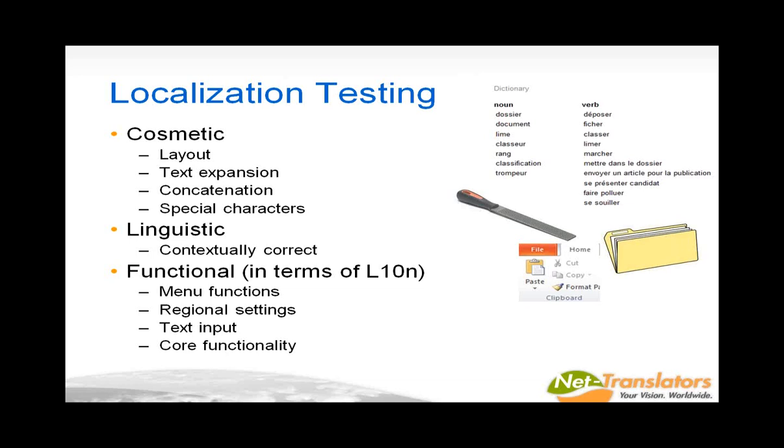Linguistic testing makes sure that the translation is contextually correct. For instance, the translator may only see a string during the translation which says file. Does this mean a computer file? Does this mean a nail file, a wood file, a physical file? Maybe it's a verb. Maybe it's a noun.